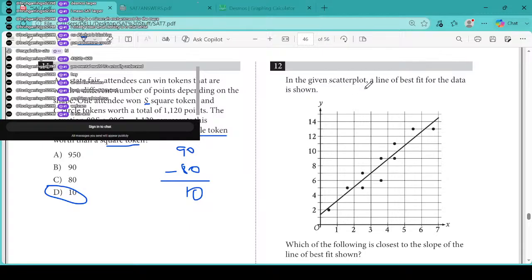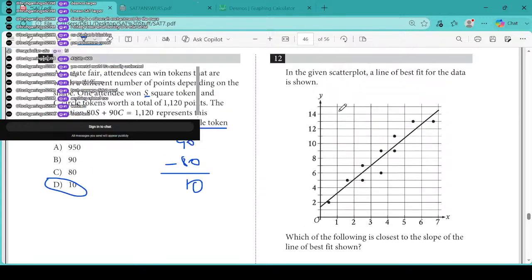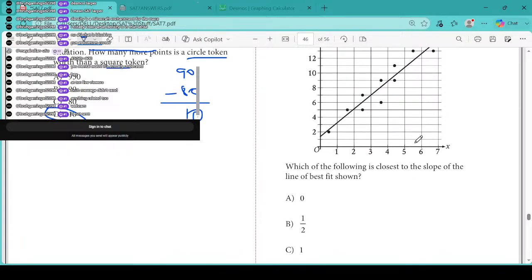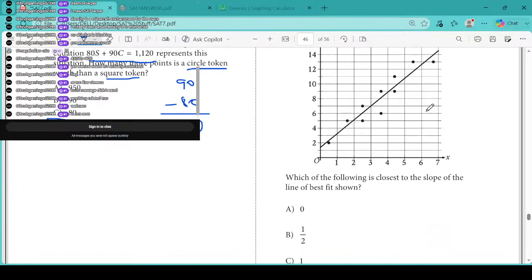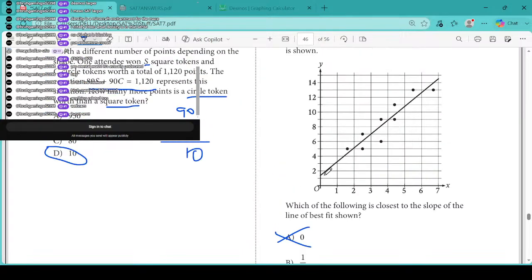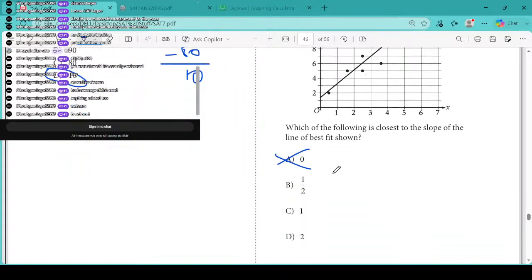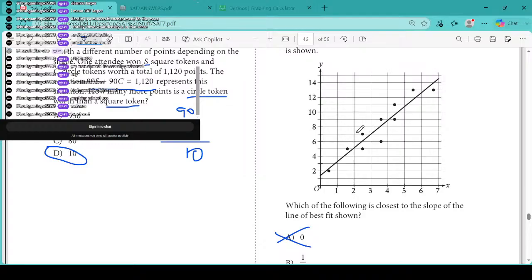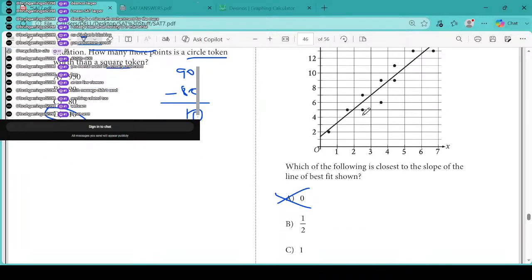Question 12. In the given scatter plot, a line of best fit for the data is shown. They're asking us what is closest to the slope of the line of best fit. So basically they're asking us for the slope. It can't be 0 because it's obviously sloped. You can try calculating it yourself, or you can just estimate. I prefer calculating it myself.